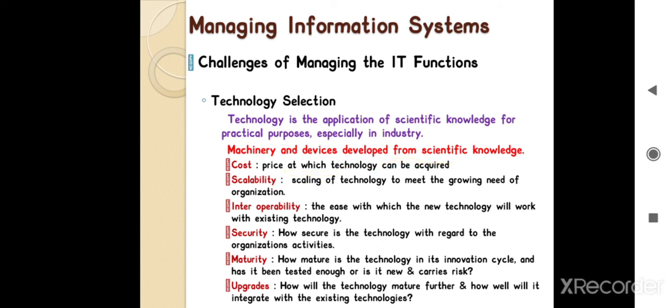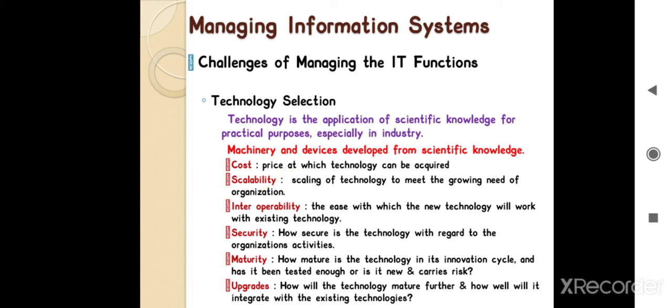Second one is scalability. Scalability means scaling of the technology to meet the growing needs of the organization. Suppose I have selected a technology that can be used by 10 people, and as I make use of that technology, day by day my organization is going to increase. Instead of those 10 people, now my employees are going to increase up to 100. So can I use the same technology, instead of 10, whether it can be applicable to 100 or not? That is nothing but scalability.